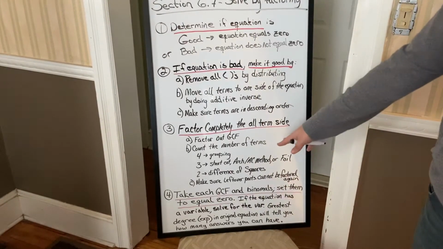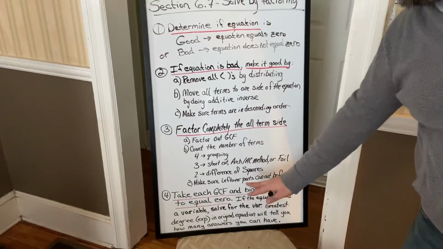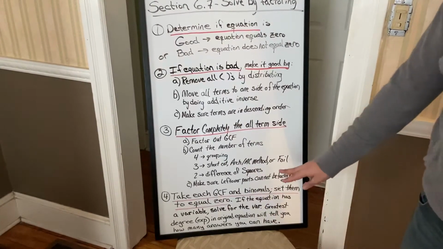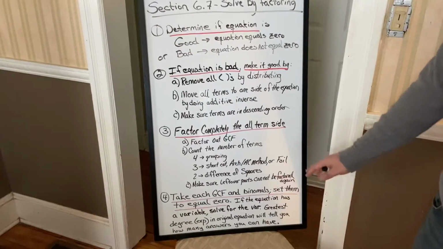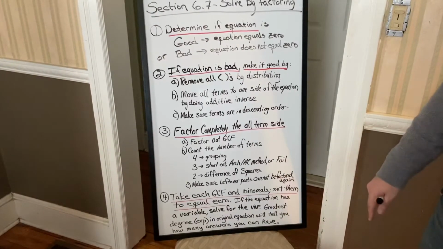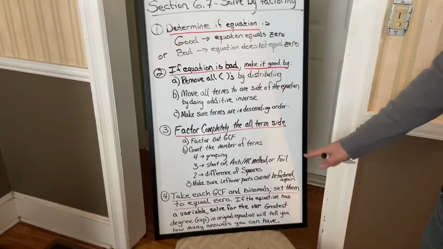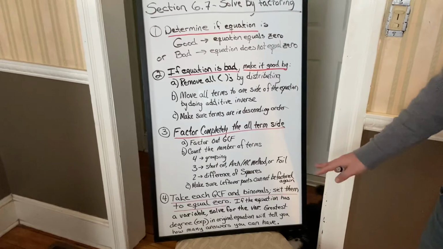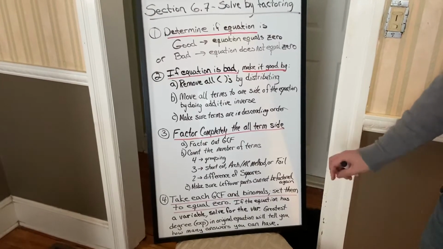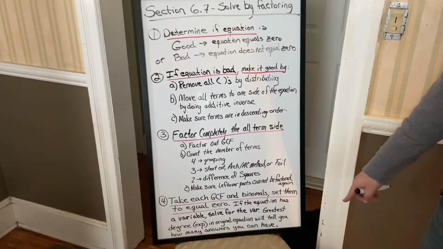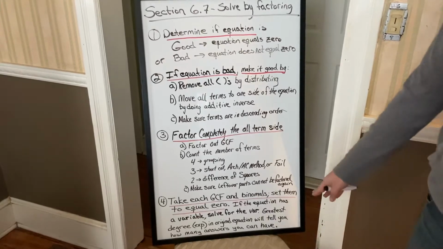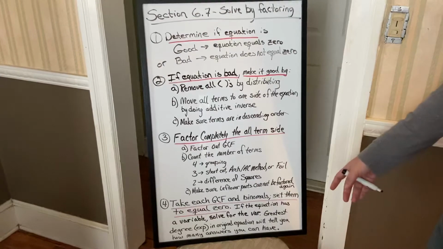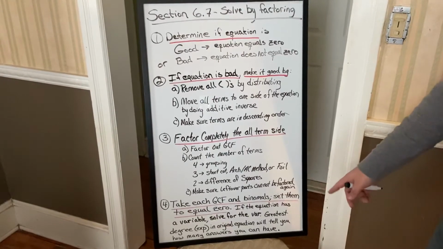Once you factor completely, then our last step is to take each GCF and each set of parentheses, the binomials, and bring back that equals 0. Once you set each one to equal 0, then you're going to take any equation that has a variable and solve for that letter. And a little clue would be whatever the highest or greatest exponent is in the original problem tells you how many answers you're going to have.